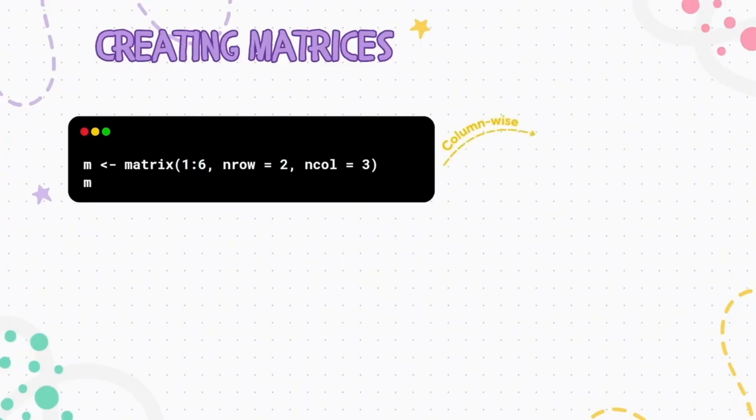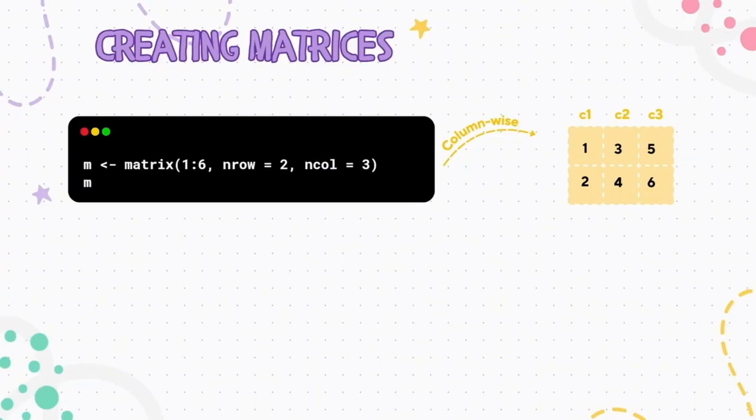So R fills matrices column wise by default. So first of all, it will be 1, 2, and then 3, 4, and then 5, 6. So that is how it will fill the matrix. It fills from top to bottom, then left to right.